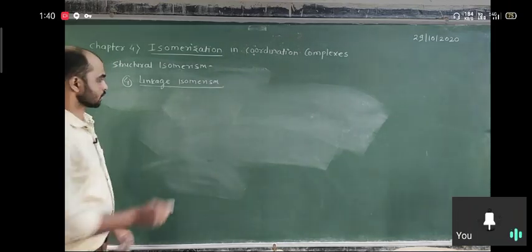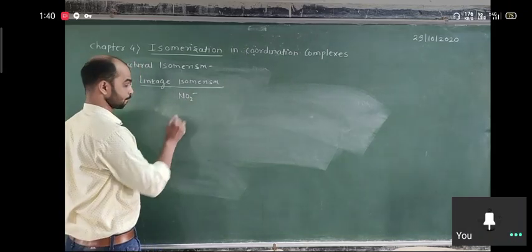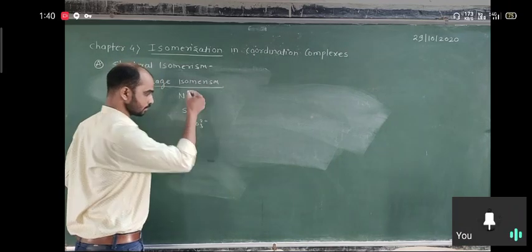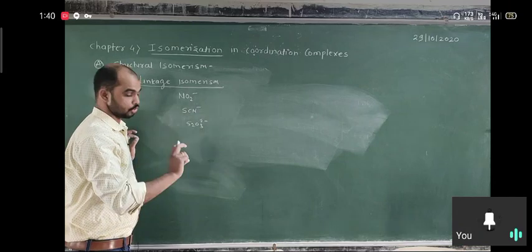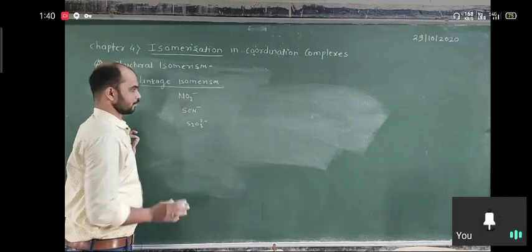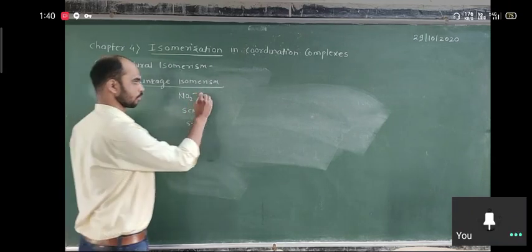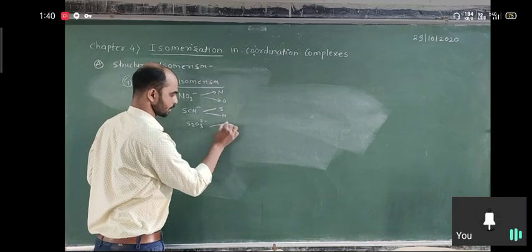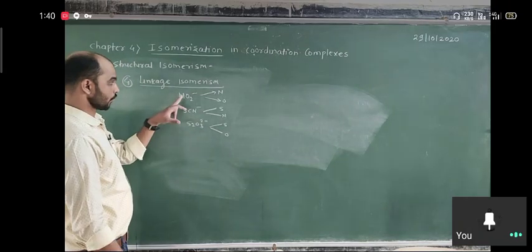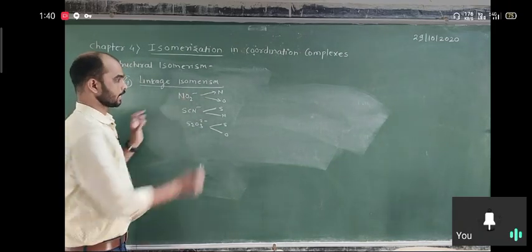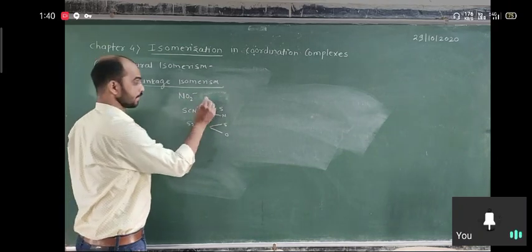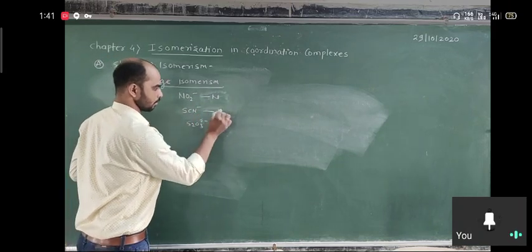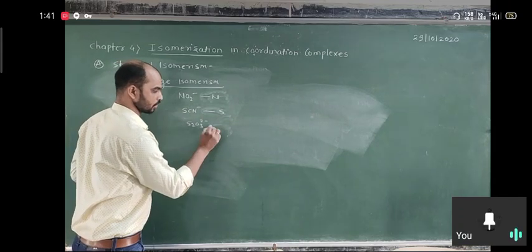Which are these ligands? Suppose we consider NO2 minus, then SCN minus, then S2O3 2 minus. These three ligands have the tendency to donate the electron to the central metal through two different atoms. NO2 has the tendency to donate the electron by nitrogen and oxygen; SCN by sulfur and nitrogen; S2O3 by sulfur and oxygen. When it donates the electron from nitrogen, we represent it as NO2. In SCN, it is donated by the sulfur. In S2O3, it is donated by the sulfur.